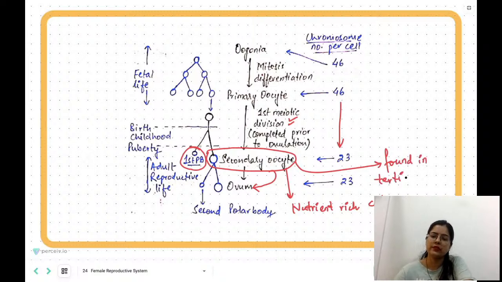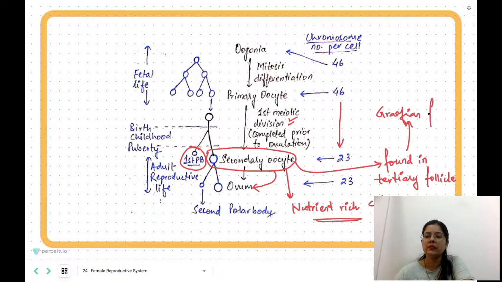Now you will ask where this tertiary follicle came from. I will tell you that whole process too. Alright, we will be discussing all those components in the description section part. So this secondary oocyte, which is found in the tertiary follicle, is now going to mature, because it has nutrient rich cytoplasm, into the Graafian follicle. Once it has changed into the Graafian follicle, it will release the ovum through the ovulation process.